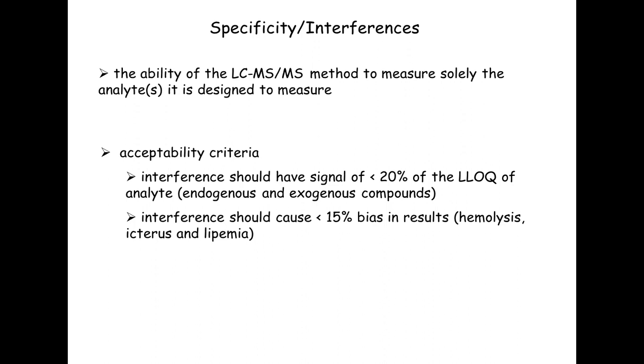So one important thing to look at with mass spec methods is specificity or interferences. And these are the ability of the mass spec method to measure solely the analyte or analytes that it's designed to measure. And this includes the effect of both exogenous and endogenous compounds on the methods. So if you're measuring your analyte in serum, you should also determine the effect of hemolysis, icterus, and lipemia on the method. So for the acceptability criteria, the interference of an exogenous or endogenous compound should have a signal of less than 20% of the lower limit of quantitation of the analyte that you're measuring. And also the interference should cause less than a 15% bias in results.